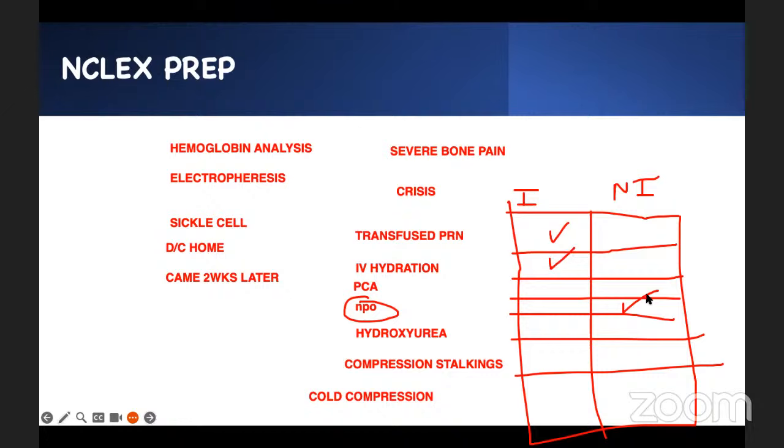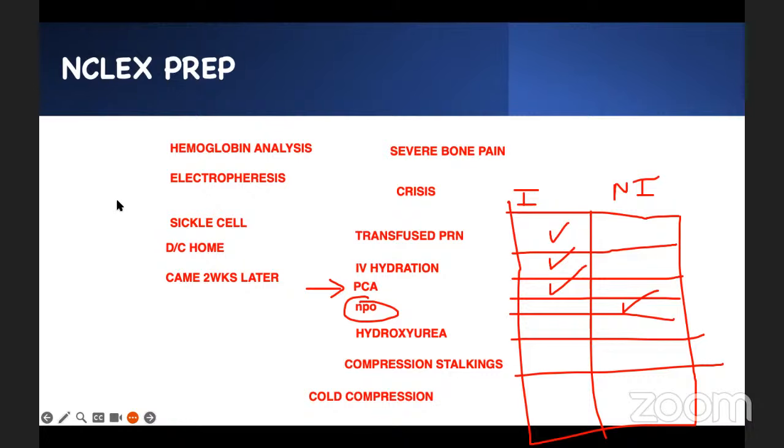IV hydration, excellent. It matches, if I'm not NPO after. My pain is going to be severe, so I need to have PCA. What about the last three? What do you guys think? What do you want to do with it? Hydroxyurea, compression stockings, and cold compression. Are they indicated or not indicated?